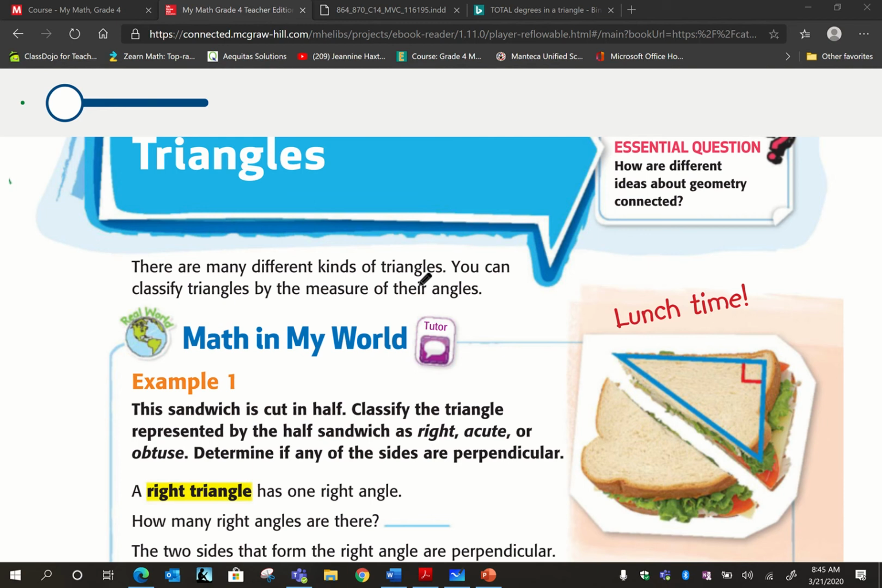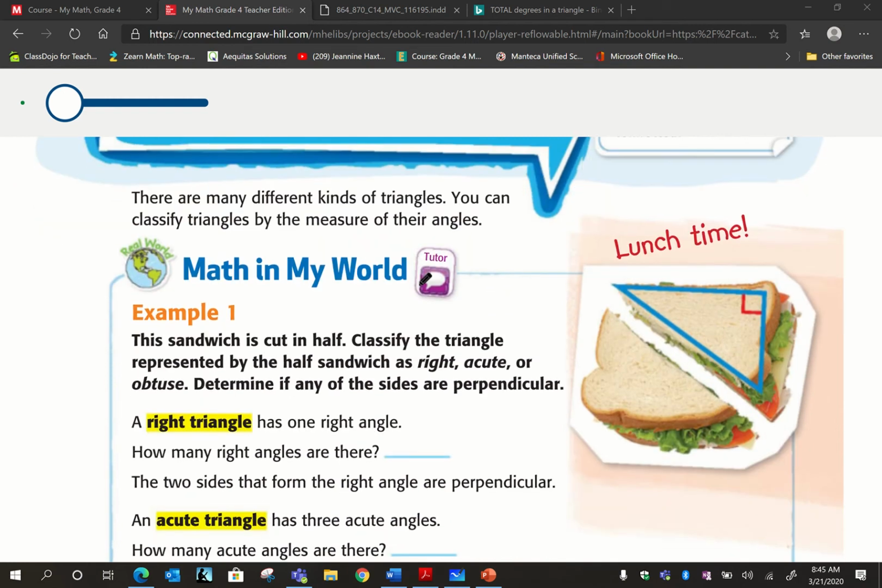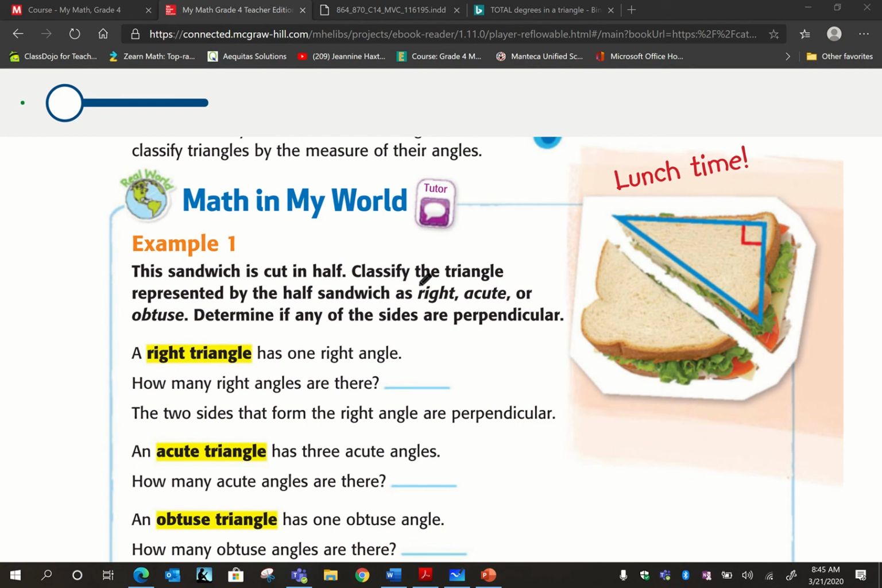And so in example 1, the sandwich is cut in half. Classify the triangle represented by the half sandwich as right, acute, or obtuse. Determine if any of the sides are perpendicular. Okay, so we're going to look over here and we see that they're showing us this right here.